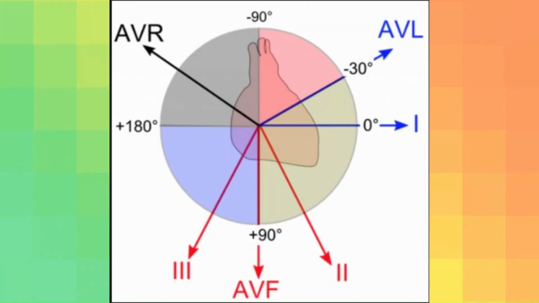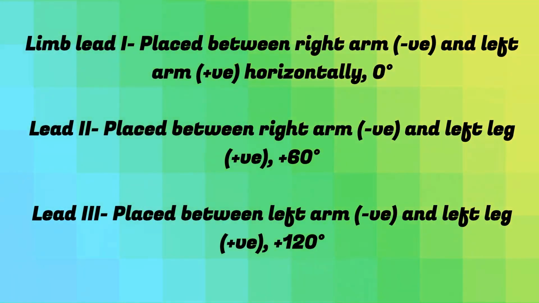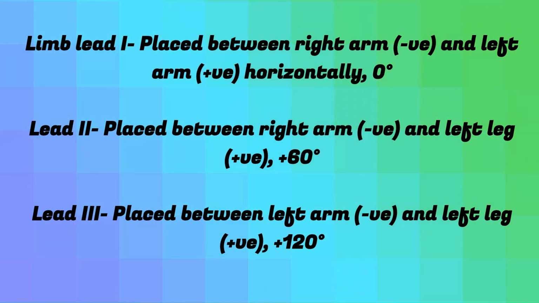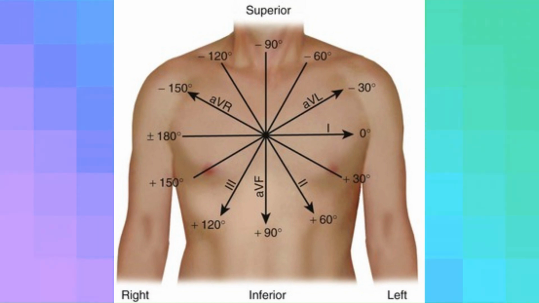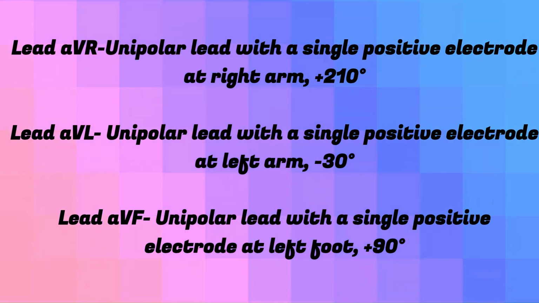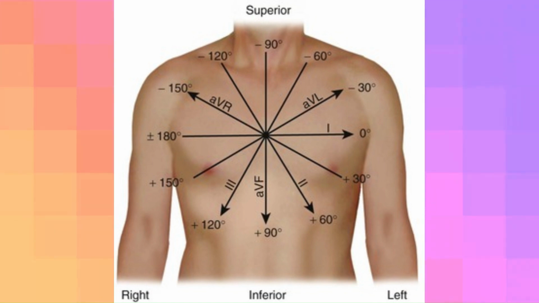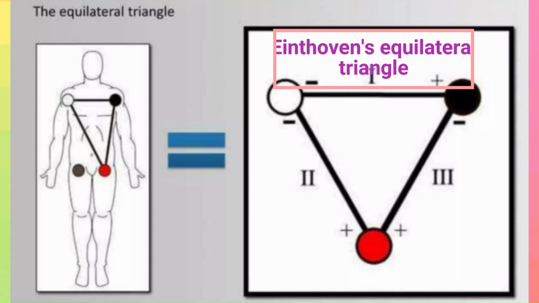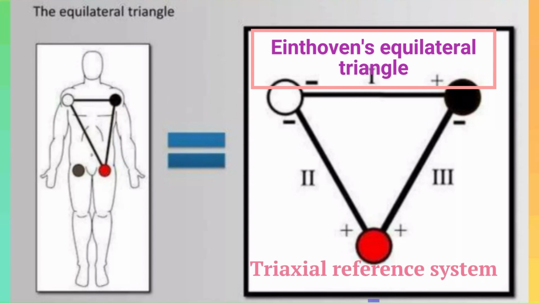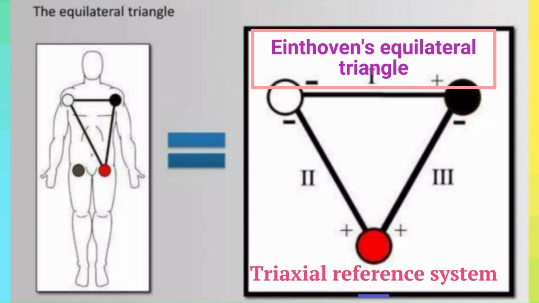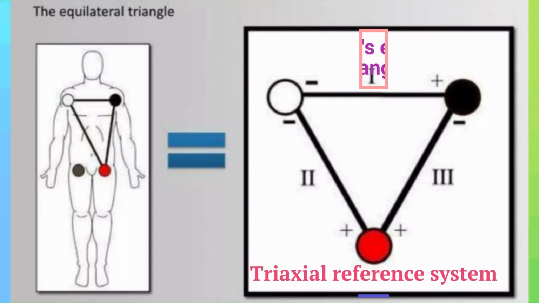This diagram shows the directions of limb leads. This is normal limb lead and augmented limb lead placement. The 3 standard limb leads form an equilateral triangle called Einthoven's equilateral triangle. Each angle of the triangle being 60 degrees, it's also called a triaxial reference system.